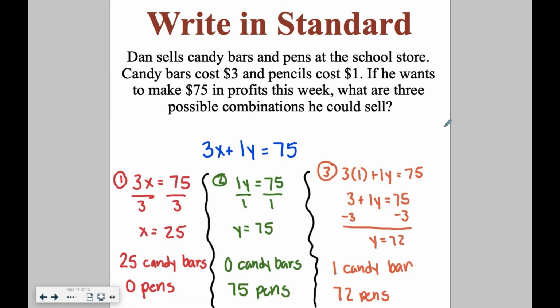So for the first part, for the x, I have 3x is equal to 75. Dividing, that gives me 25 candy bars and 0 pens. For the second part, the y, I've got 1y equals 75. Dividing gives me 75, so 0 candy bars and 75 pens. For my third combination, I picked 1 candy bar, plugged that in for the x, subtracted, divided, and we ended up with 1 candy bar and 72 pens.